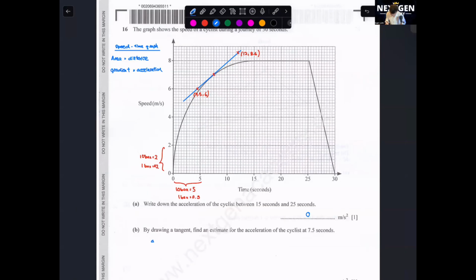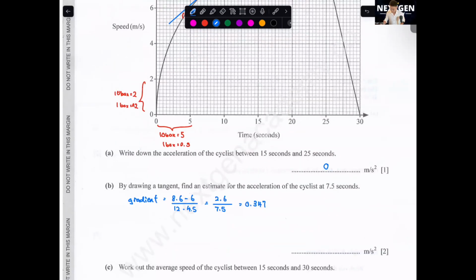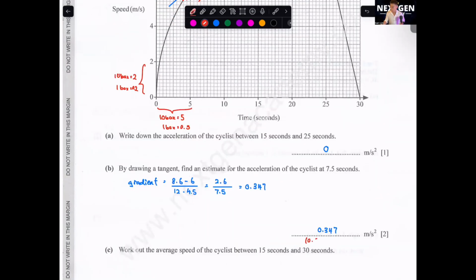So the gradient is equal to 8.6 minus 6 over 12 minus 4.5. 8.6 minus 6 is 2.6, over 12 minus 4.5, which is 7.5. 2.6 divided by 7.5. Okay, based on mine, I will get 0.347. Okay, this is based on my calculation. What is an acceptable value for this question? From 0.25 to 0.4. Base it on your own graph.